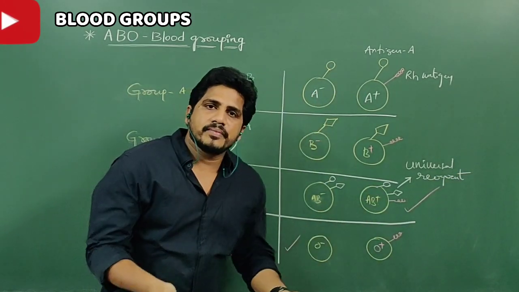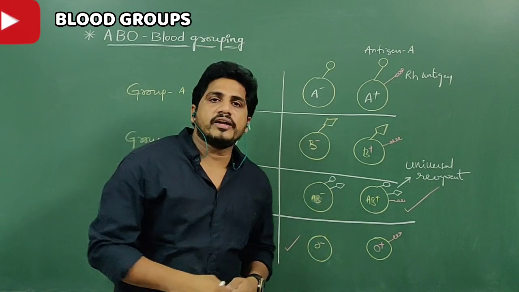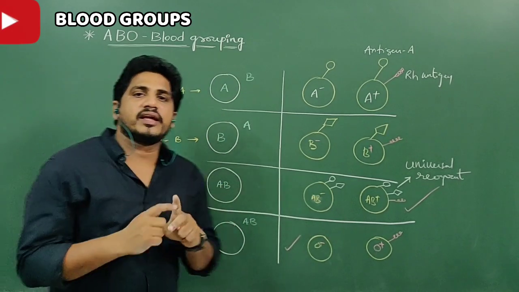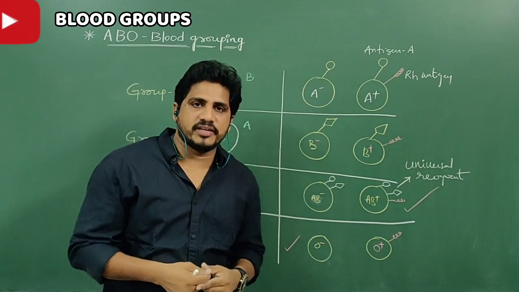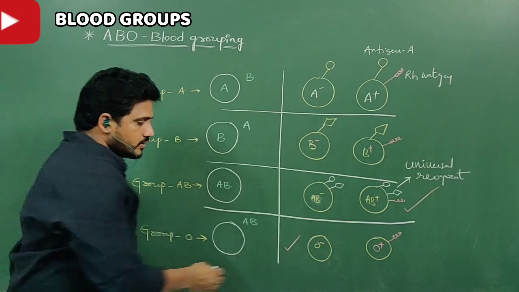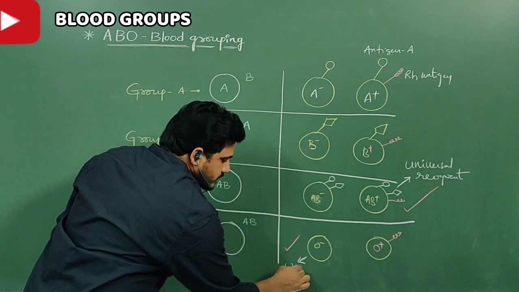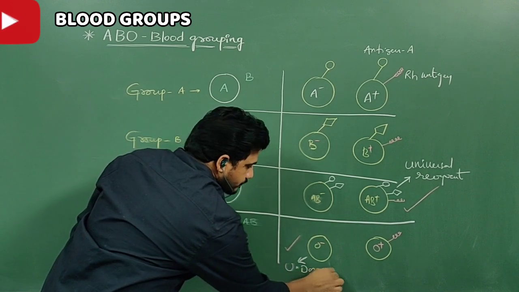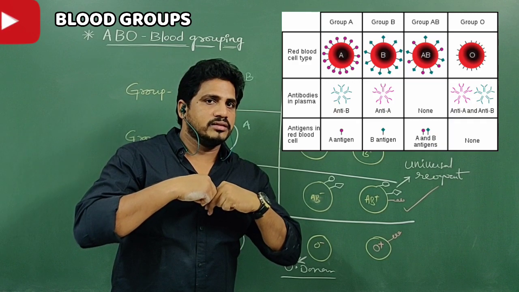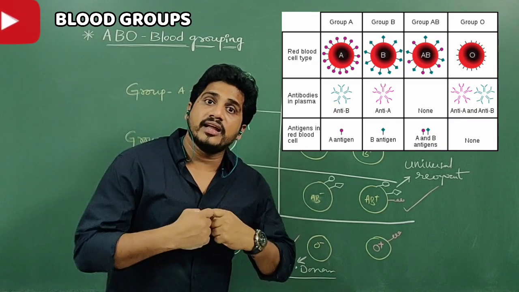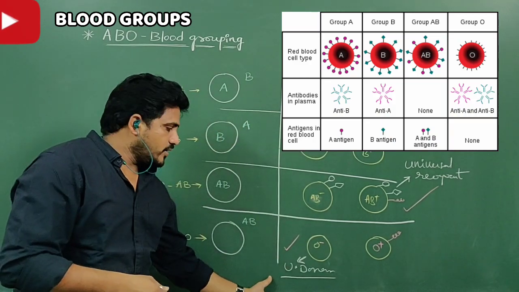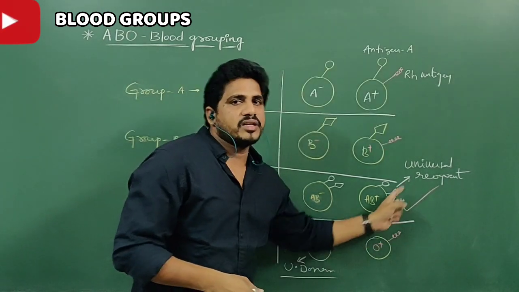They can receive from any person. Why? They have all types of antigens, compatibility, and moreover they don't have antibodies. So reaction never takes place. But in the O blood group, this one is called universal donor. As they do not have antigens, they cannot receive, but they can distribute, they can donate. So O negative is universal donor, AB positive is universal recipient.